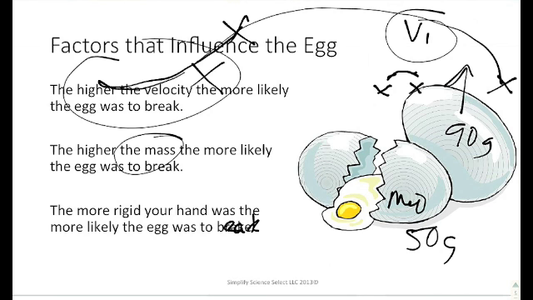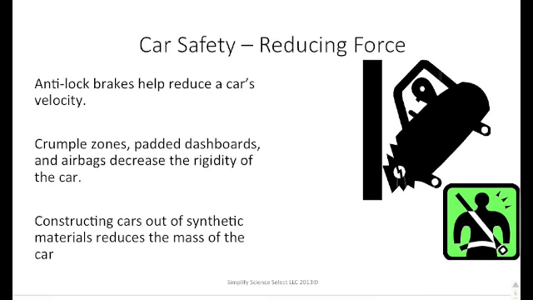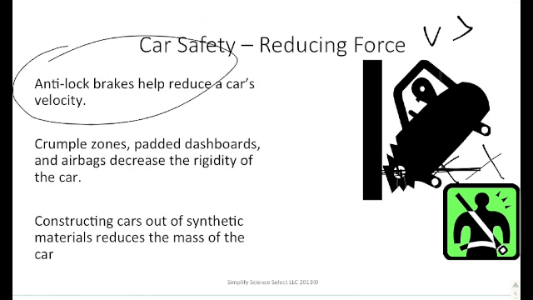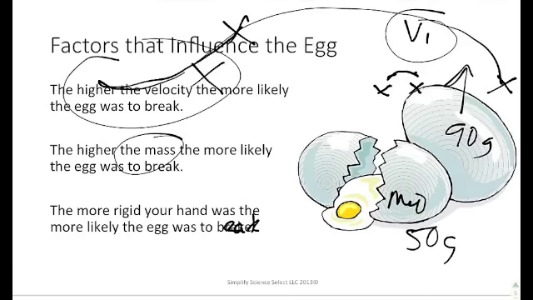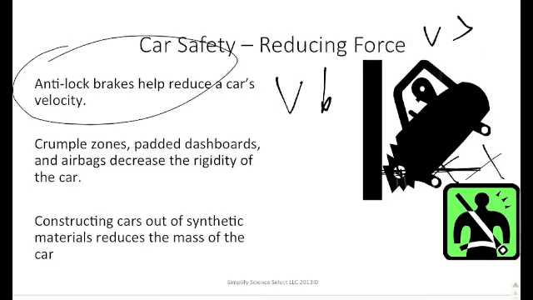Well, this is very, very similar to what we talk about in terms of car safety. In terms of car safety, the anti-lock brakes help you reduce the car's velocity. It used to be that if you slammed on the brakes, they would lock up and they just wouldn't work anymore. Because of that, they wouldn't work effectively and your car speed would be much greater. By putting in anti-lock brakes, you can keep braking, and so you can reduce the impact time. Just like we said, we're trying to reduce the velocity of the egg, we're trying to reduce the velocity of the car before some sort of impact.